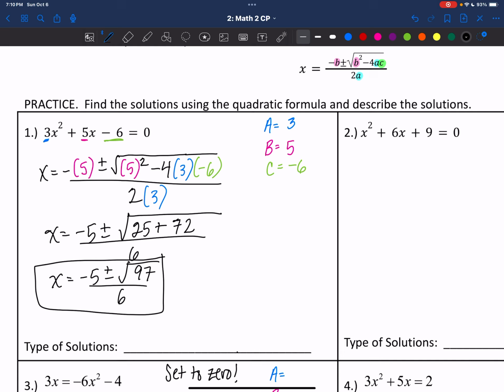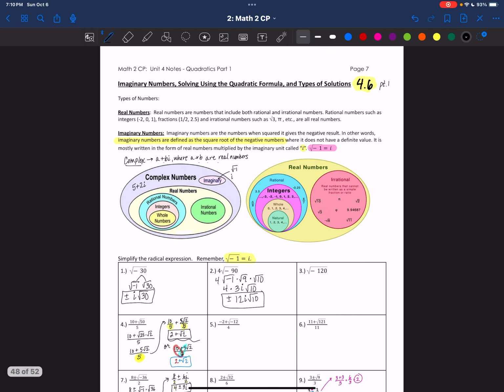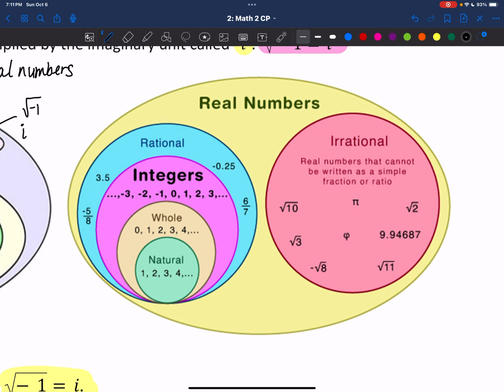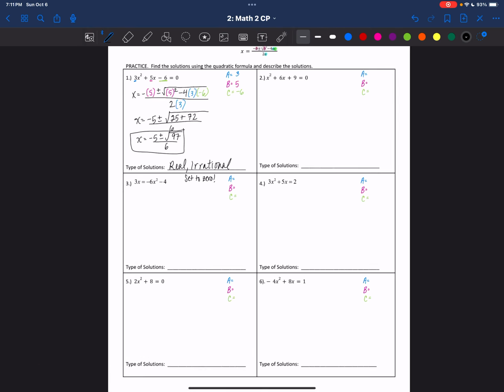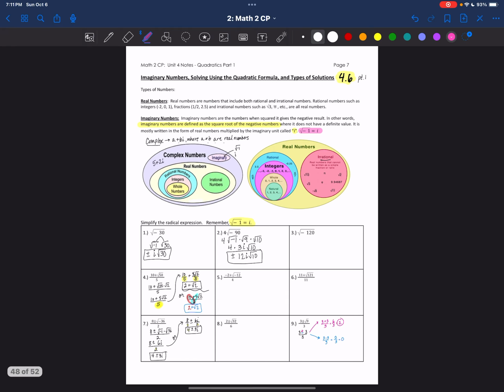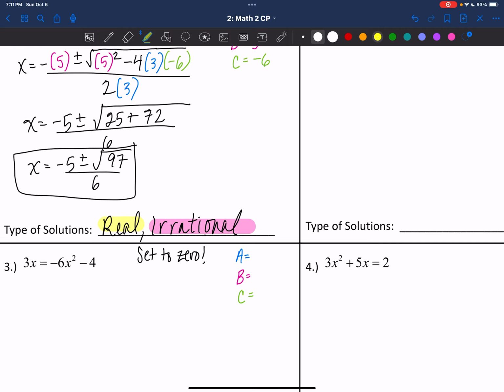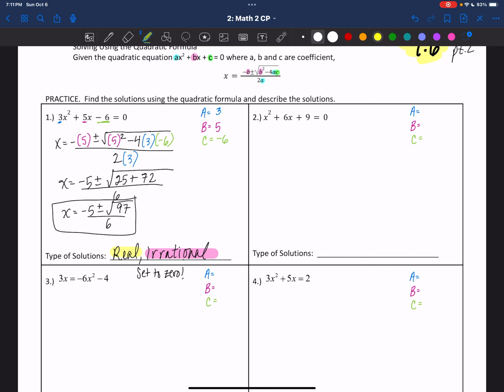Looking at this, this is actually a real number, and it's irrational. The reason it's irrational is because it's not a perfect square. And it's real because they're all real numbers on that side, and we don't have to worry about i. So you would label this solution as real and irrational.